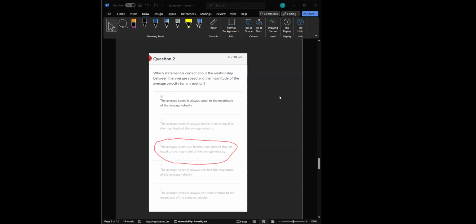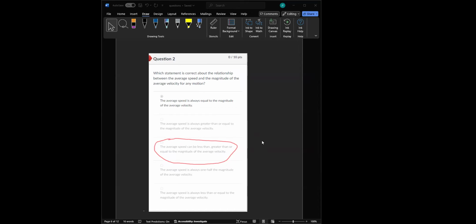This next one should just be making sure I chose the right answer on this one. Which statement is correct about the relationship between average speed and the magnitude of the average velocity for any motion? Notice the keyword any there. That means if you find one contradicting fact to whatever answer you're going to choose, then you can't use it, because any implies all.